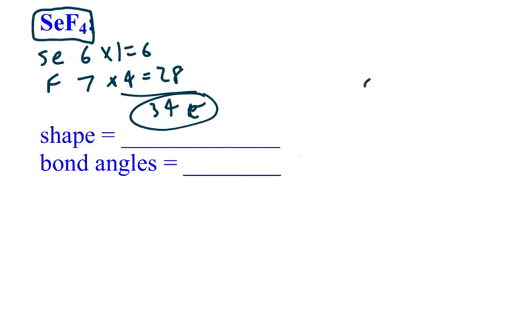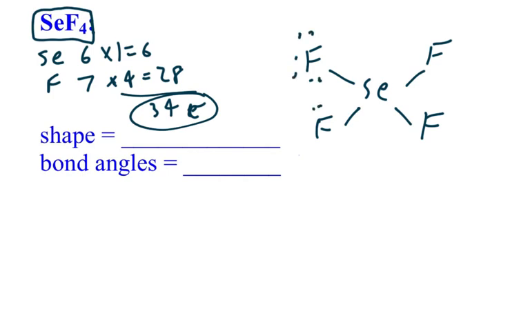We pretty much know selenium's going to go in the middle, so let's put the fluorines here in the periphery. The next thing you do is connect everybody to the central atom and give everyone an octet. Let me make this one a little closer so it's not confusing. Notice I'm giving every fluorine an octet. You always do the peripheral ones first. And I don't need to add anything to selenium. It already has an octet.